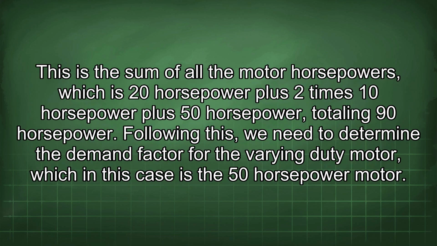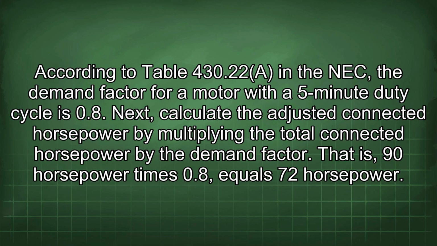This is the sum of all the motor horsepowers, which is 20 horsepower plus 2 times 10 horsepower plus 50 horsepower, totaling 90 horsepower. Following this, we need to determine the demand factor for the varying duty motor, which in this case is the 50 horsepower motor. According to table 430.22 in the NEC, the demand factor for a motor with a 5-minute duty cycle is 0.8. Next, calculate the adjusted connected horsepower by multiplying the total connected horsepower by the demand factor. That is, 90 horsepower times 0.8 equals 72 horsepower.